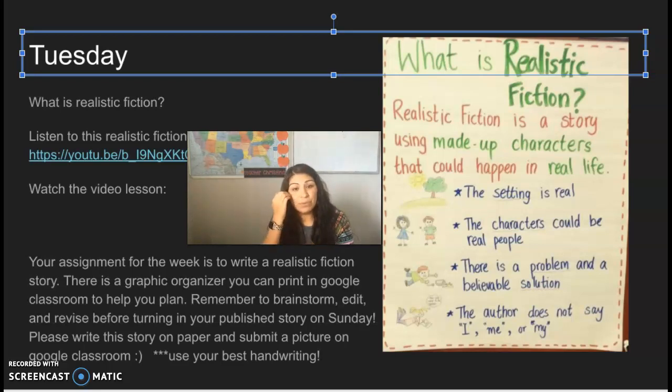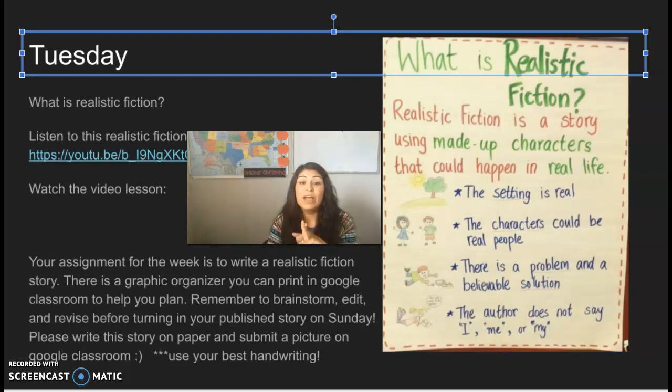Then make sure you brainstorm a solution. How could you solve that problem? Or is there somebody else who helps you solve that problem? So you're going to use that planning page to help you brainstorm a story. You're going to have all week to work on this story. You're not going to have any other assignments for writing, just to write a story.